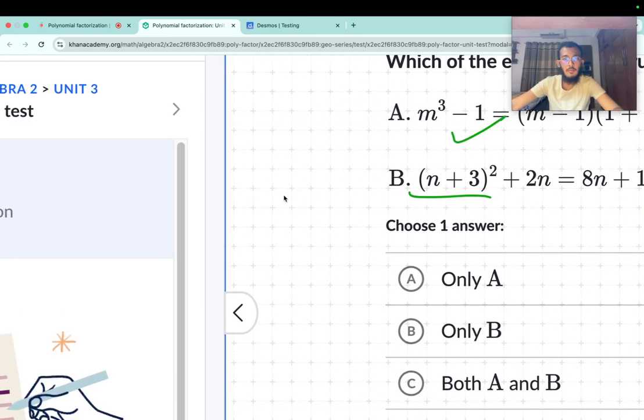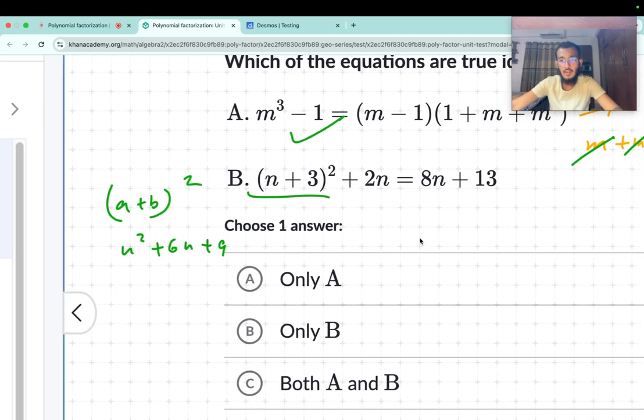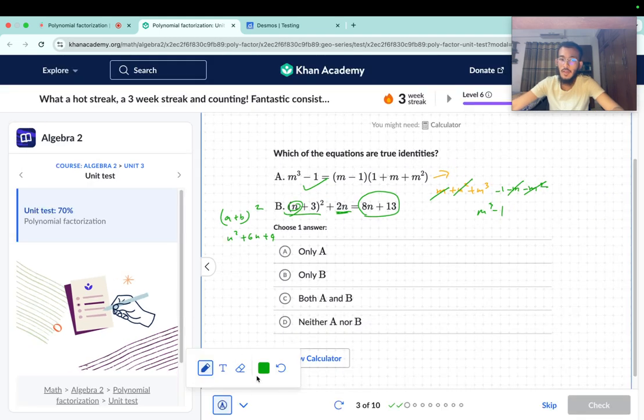What about b? Let's expand this using the formula a plus b whole squared. So we have n squared plus 2 times n times 3, 6n, plus 9. What do we have? Also plus 2n. Okay, but this is not true. Where is the n squared? So only a is our answer.